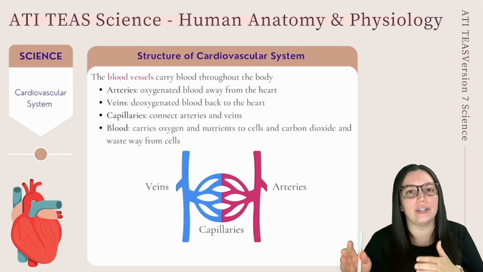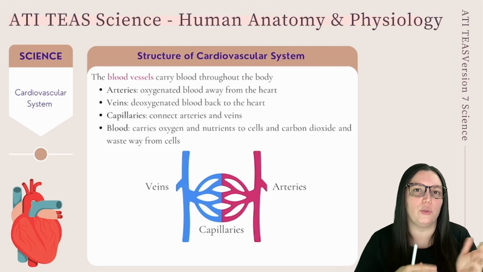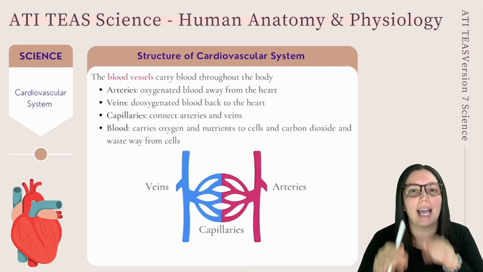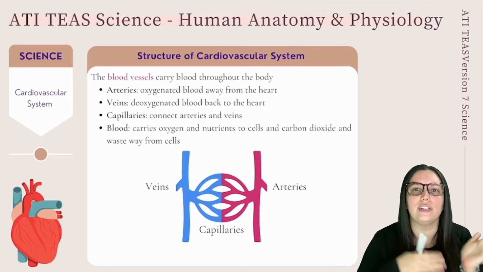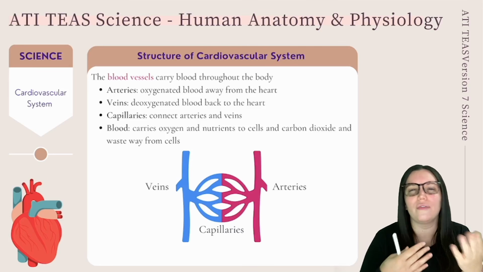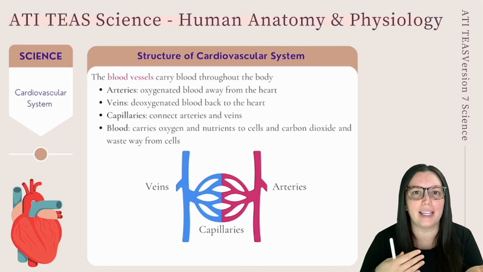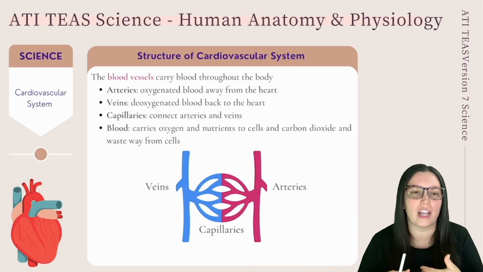Once our arteries carry that oxygen-rich blood throughout the body, it gets delivered into our capillaries. And these are those tiny little vessels that connect our arteries to our veins. That's where all of that exchange of nutrients takes place and all of those byproducts are exchanged.